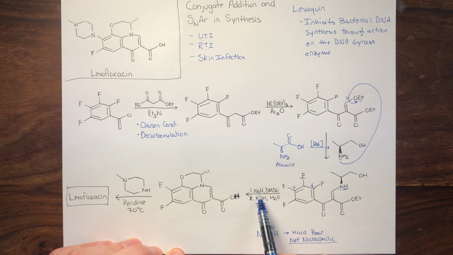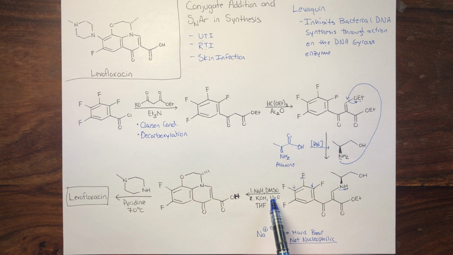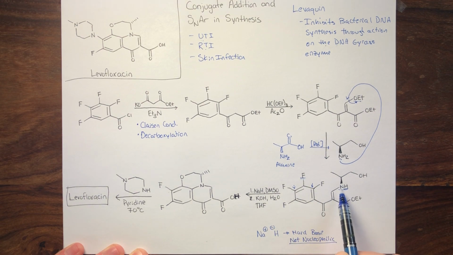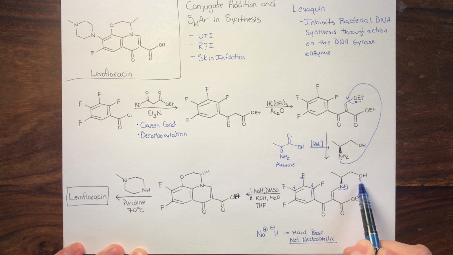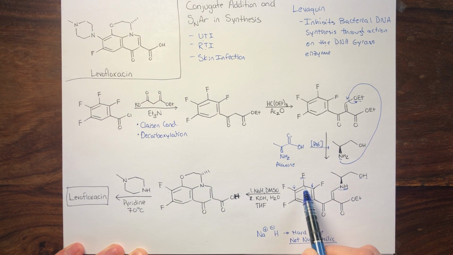You can see there are a couple of conditions that are shown here. The first is going to be sodium hydride in DMSO. The second is going to be potassium hydroxide in water. So once we close this 6-membered ring by attaching this nitrogen to the carbon, that's going to bring this oxygen group into close proximity with this other carbon.